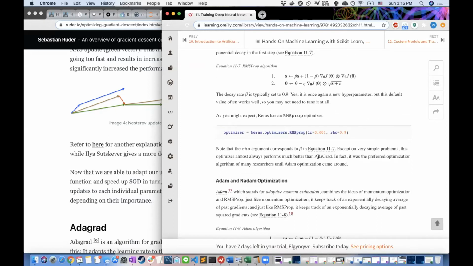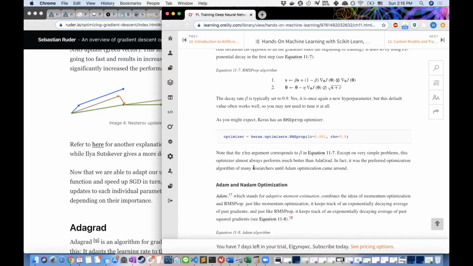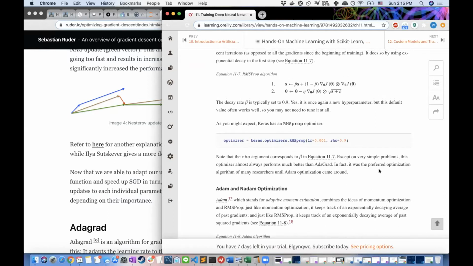The rho argument corresponds to beta in equation 11-7. Except on very simple problems, this optimizer almost always performs much better than AdaGrad. In fact, it was the preferred optimization algorithm of many researchers until Adam optimization came around.